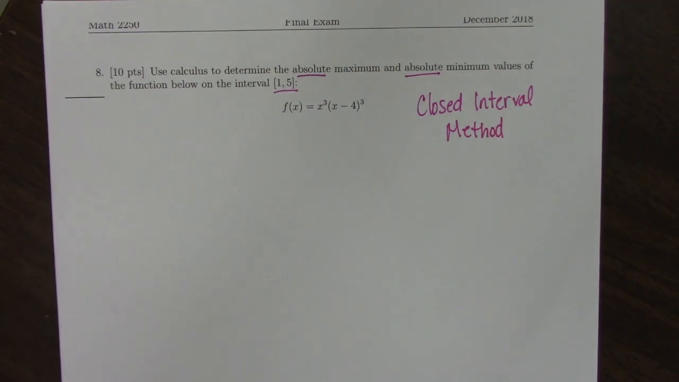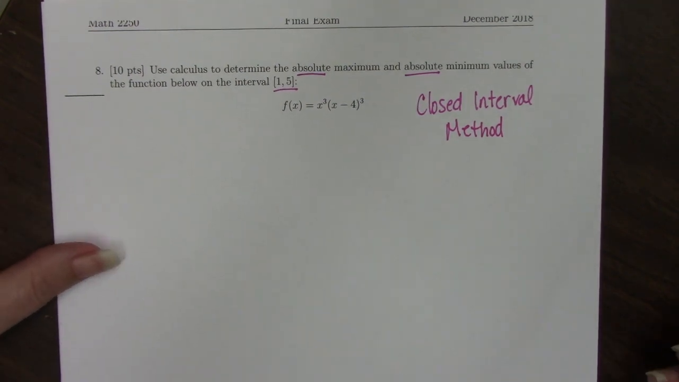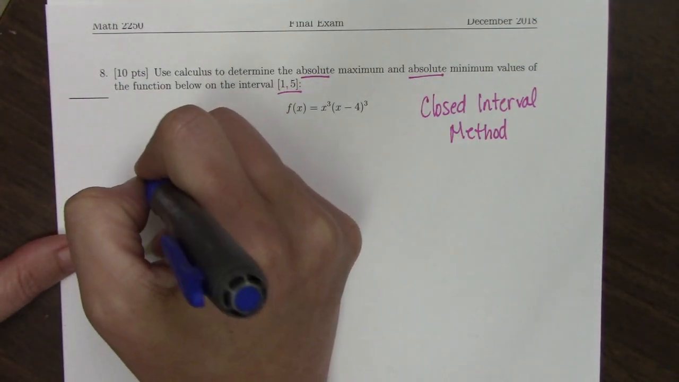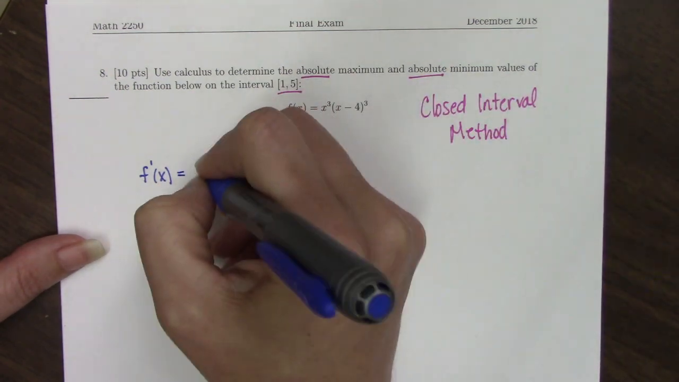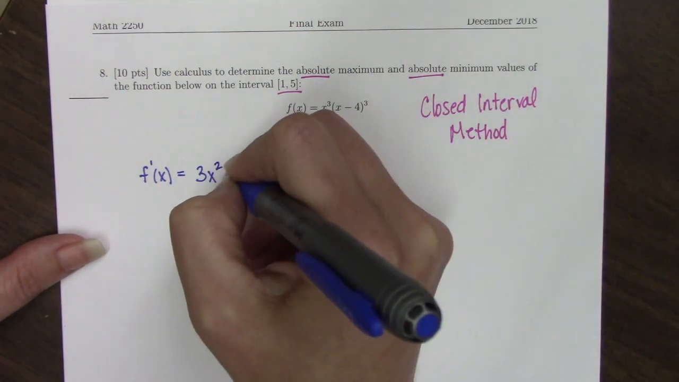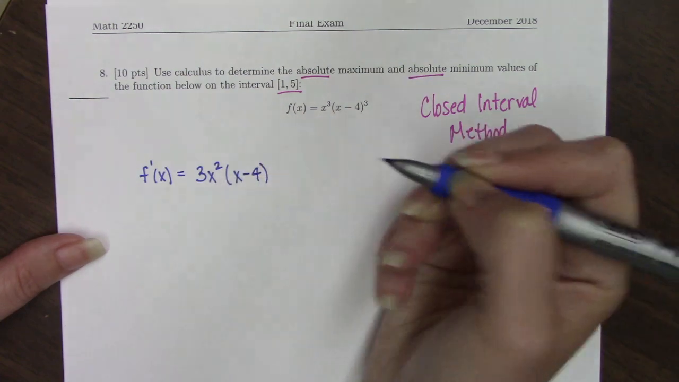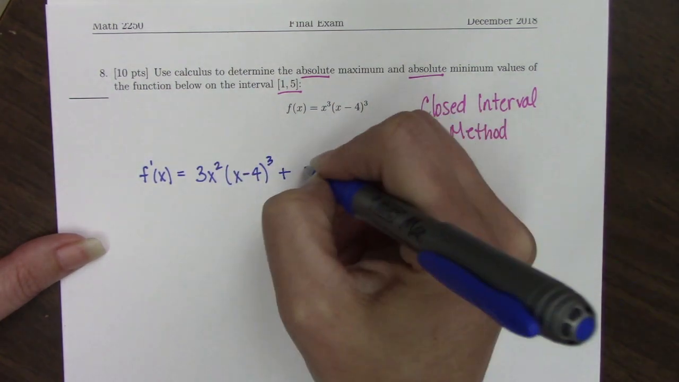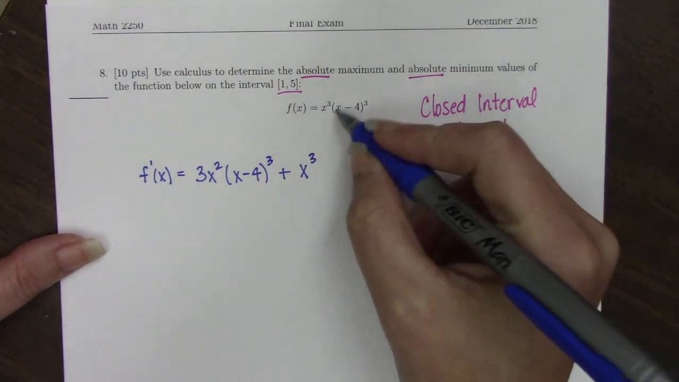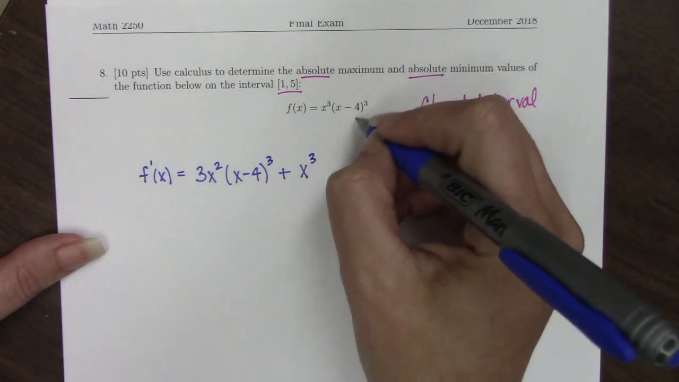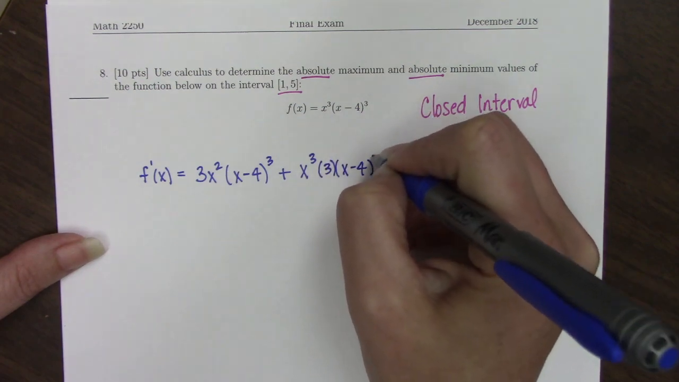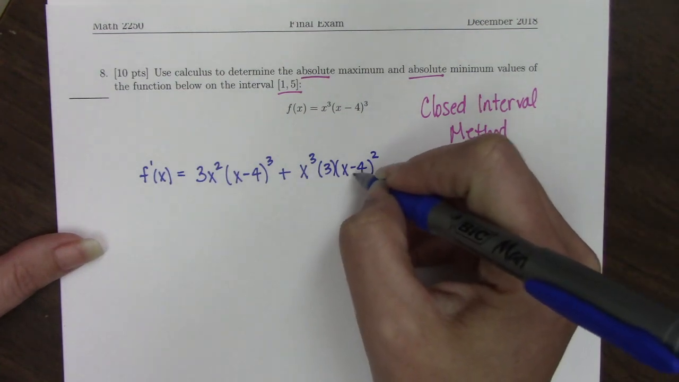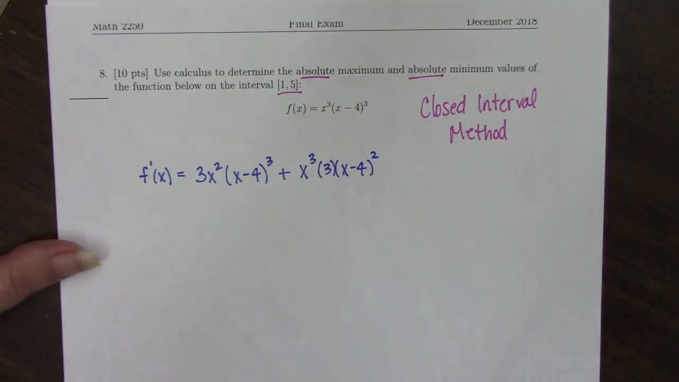So the first thing that I do is I calculate the derivative and I try to find my critical values. So the derivative of this function is going to be a product rule, and the derivative of the first term is 3x squared. The second term is x minus 4 cubed. Then I add that to the first term times the derivative of the second term. So this is going to involve a chain rule. So I'm going to have 3 times x minus 4 squared, and the derivative of x minus 4 is just 1. So now I need to set this equal to 0 and solve.